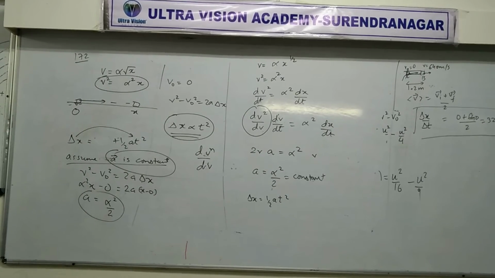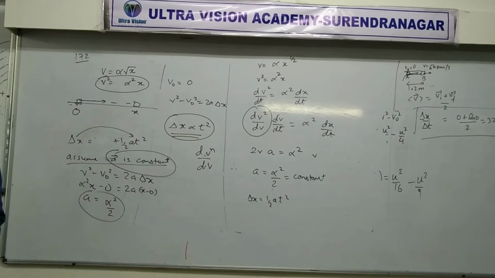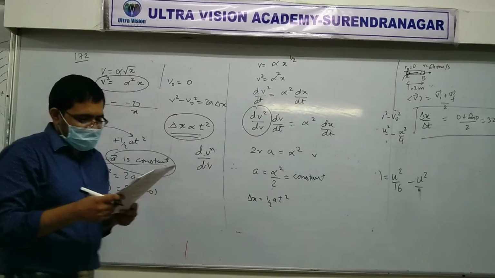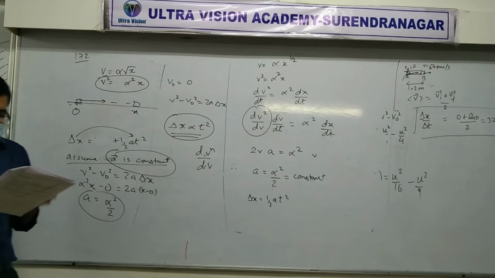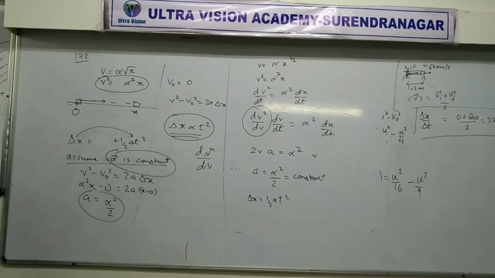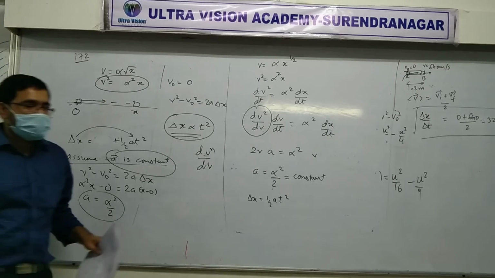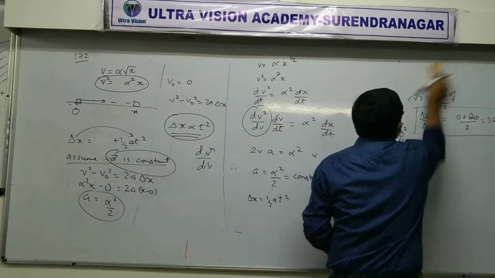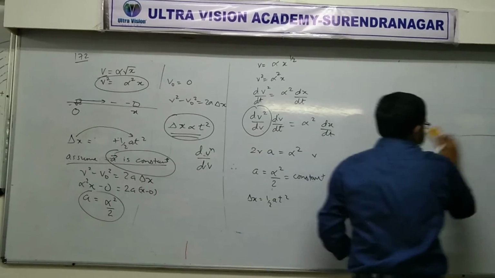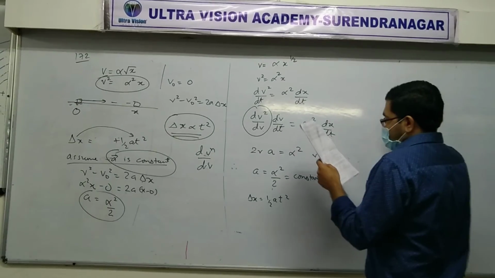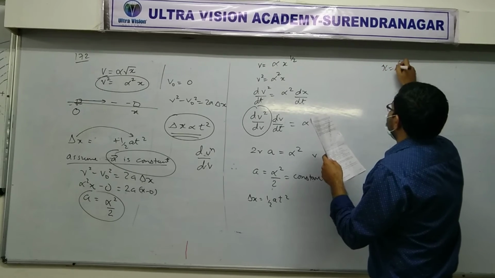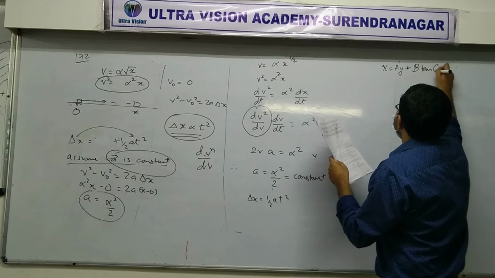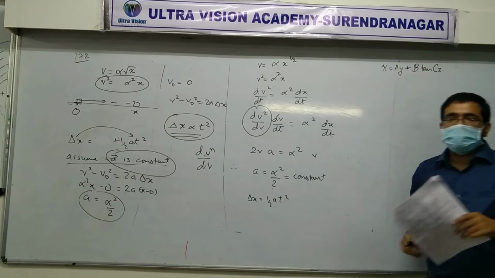170. A variable quantity x depends on quantities y and z as follows. X is ay plus b tan cz. Then which of the following do not have same dimension? Do you remember all the rules of dimensions? X is equal to ay plus b tan cz.